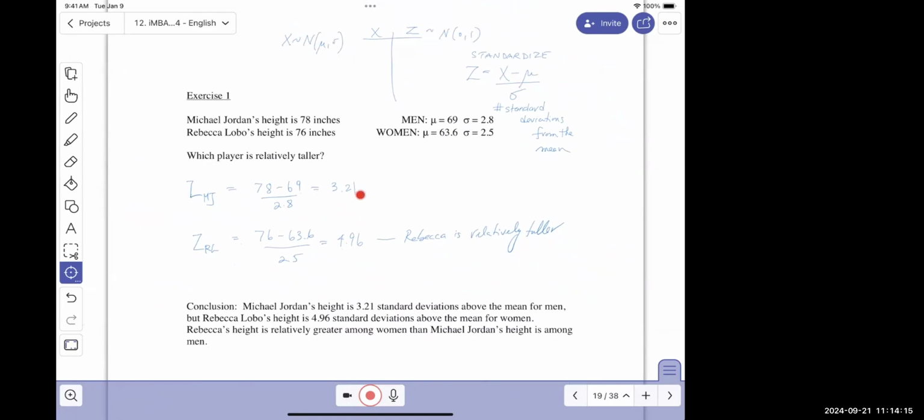Now I can convert this using the tables that I showed you. You can find the percentile, what percentage of men are shorter than Michael Jordan, what percentage of women are shorter than Rebecca Lobo. It's probably 100%, right? Because we said at 4, it's already 100% on the left. And there are still some men that are taller than Michael Jordan. All right, so that's one thing I want to show you. I have 15 minutes left. Any questions about what I did here? Can you see it? It's a little light.